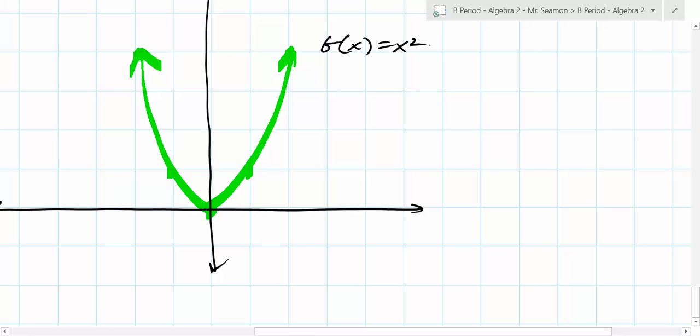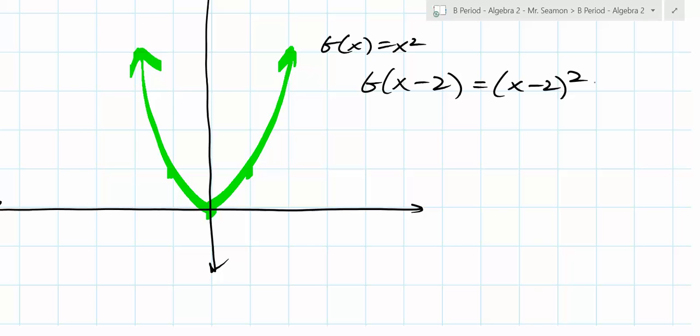So what happens, do you think, if I did this instead? And I kind of already set you up for it. But let's say instead I wrote g of x minus 2. So that's going to be x minus 2 squared. So I've subtracted 2 not on the outside but on the inside. Which direction do you think I'm going to move in? You think it's going to go to the right or left?